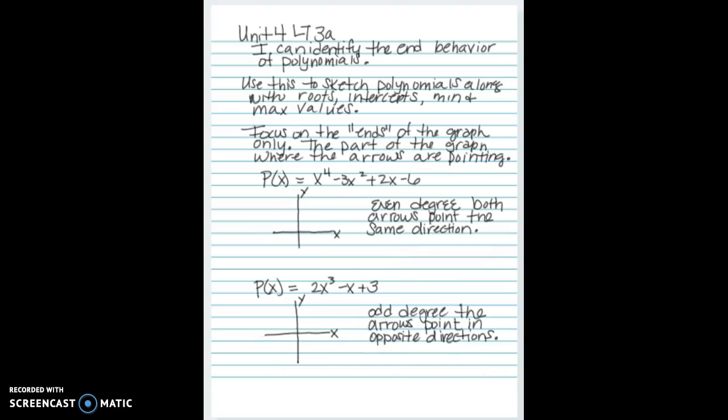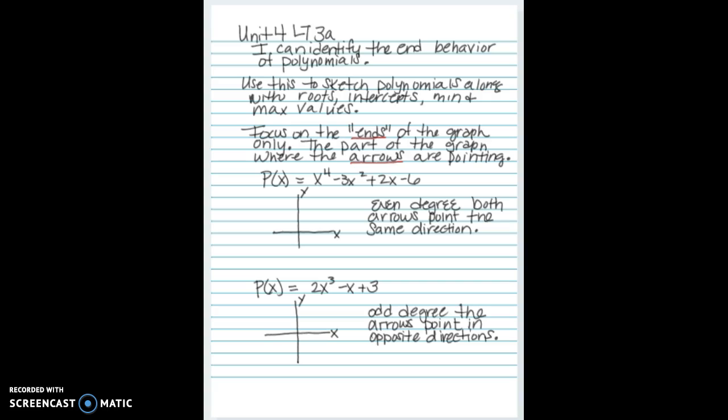Unit 4, Learning Target 3A: I can identify the end behavior of polynomials. We are going to use this to sketch polynomials along with the roots, the intercepts, and the minimum and maximum values. Right now, though, we're focusing only on the ends of the graph, the part of the graph where the arrows are pointing.